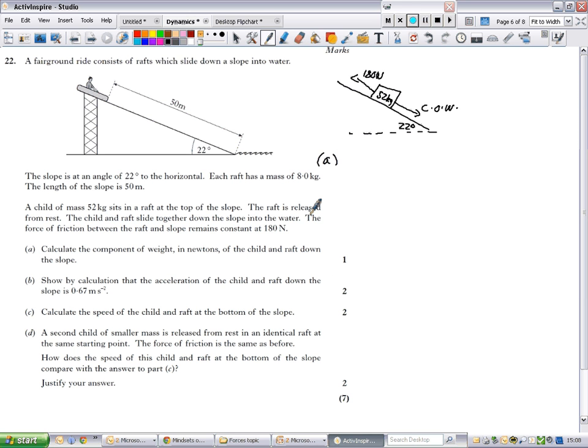So part A, calculate the component of weight in newtons of the child and raft down the slope. It's mg sine theta, just like we discussed a wee second ago. So it's 52 times 9.8 multiplied by sine of 22 degrees. If you've got all that scribbled down in a diagram, you can just pull that straight out. That will give you 220 newtons.